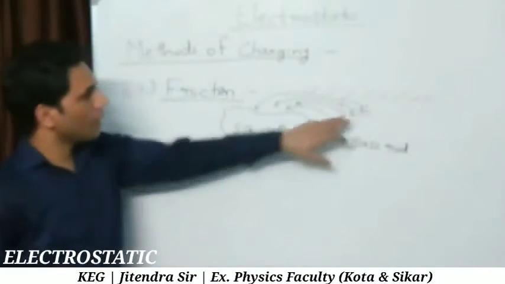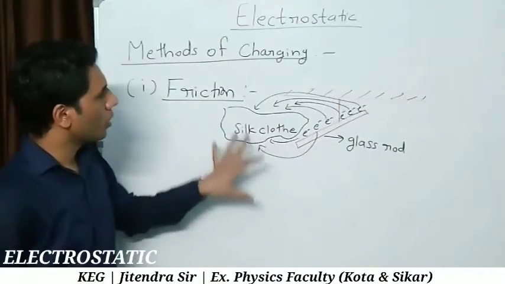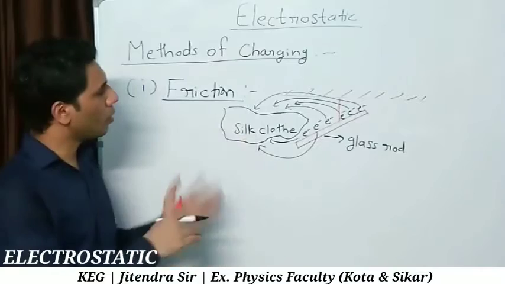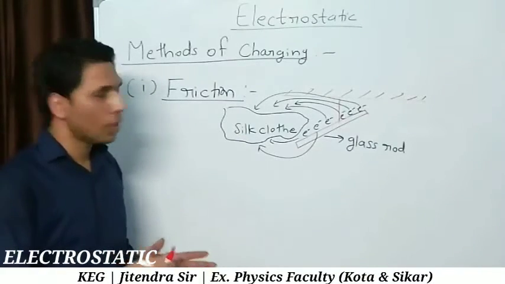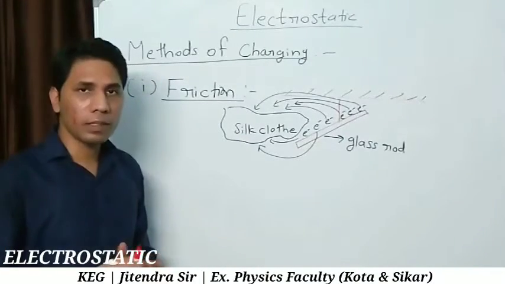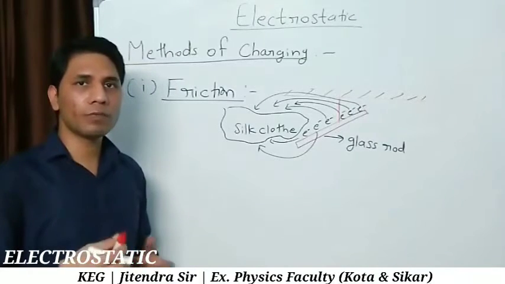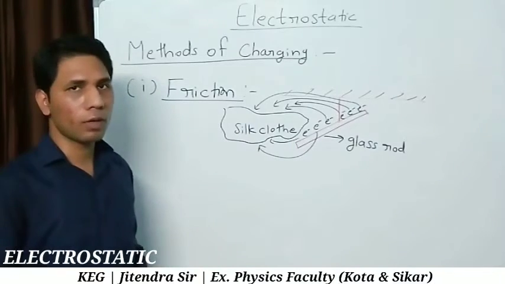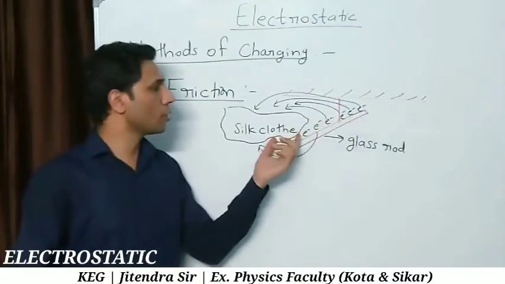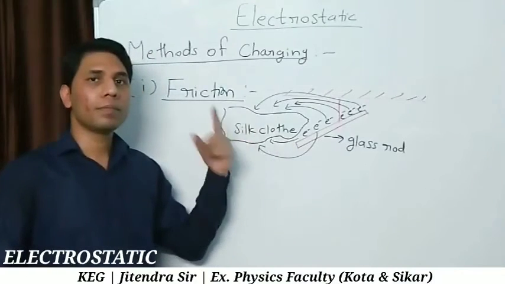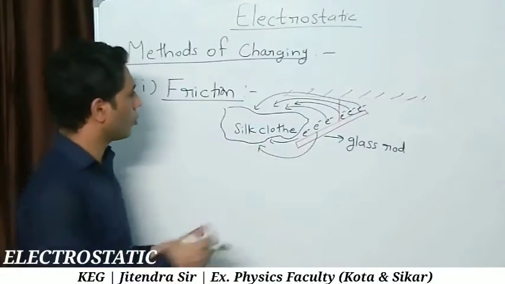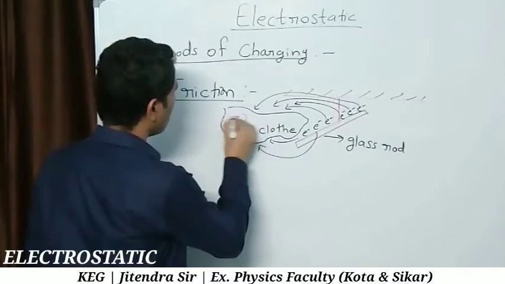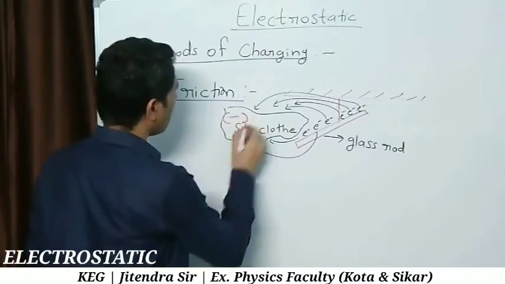When these electrons move to the silk cloth, the number of electrons will be greater here. As the number of electrons will be greater here, the charge on the silk cloth will be negative. What charge will occur on the silk cloth? Negative charge will occur on the silk cloth, because the number of electrons is greater than in the before condition. So here will be negative charge.